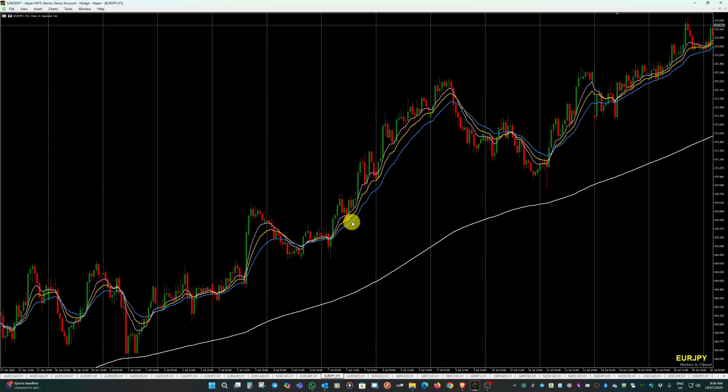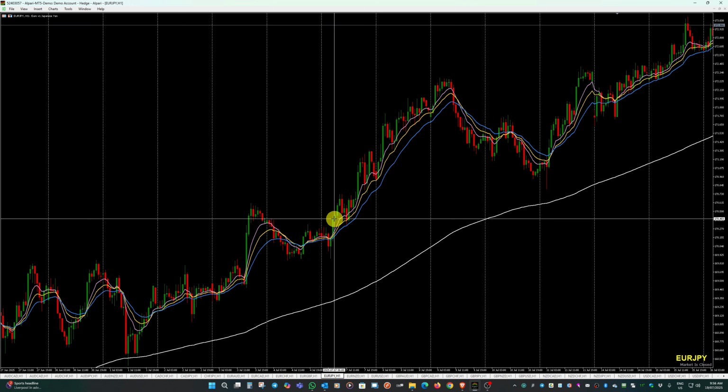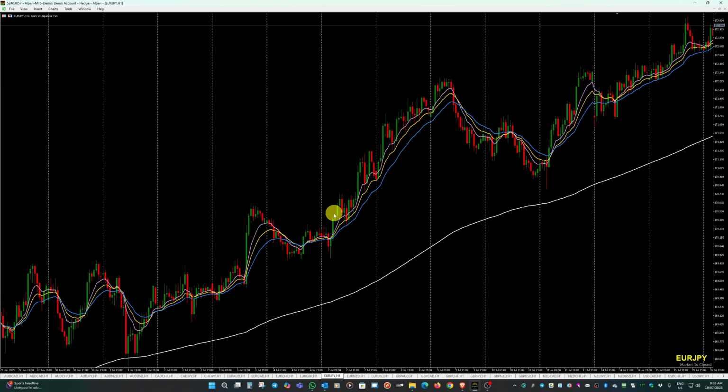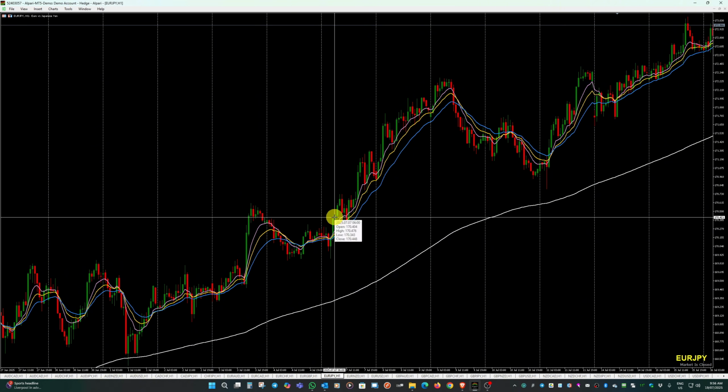We need to have the 8 above the 13 and the 13 above the 21 for an entry, but we look for a pullback to the moving averages. It can actually close below the moving averages as well. This is for a long trade. And then the next candle that closes above the moving averages would be the entry. So in this particular case here, we're looking at this candle is the entry once it's closed above the moving averages after the pullback.